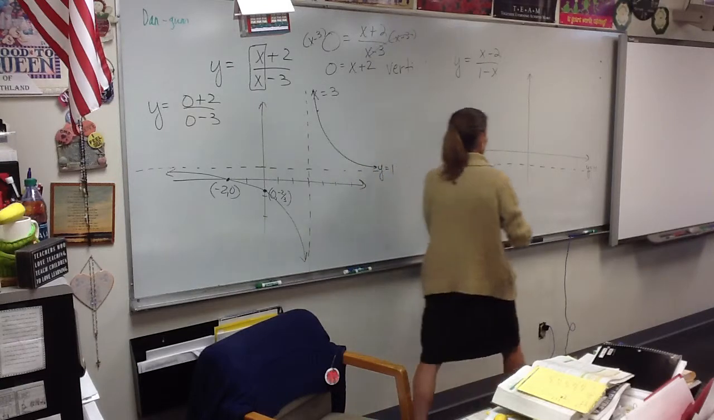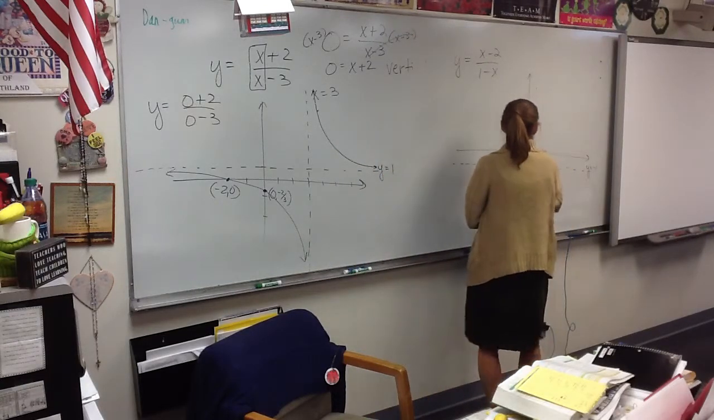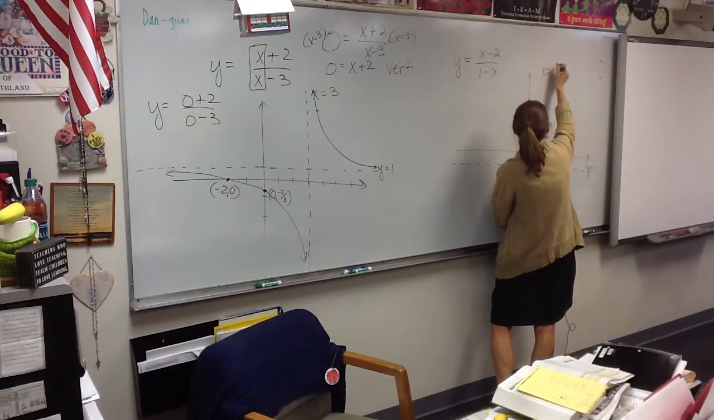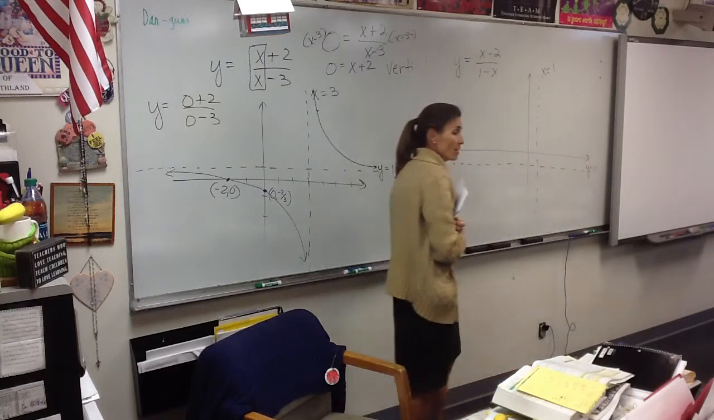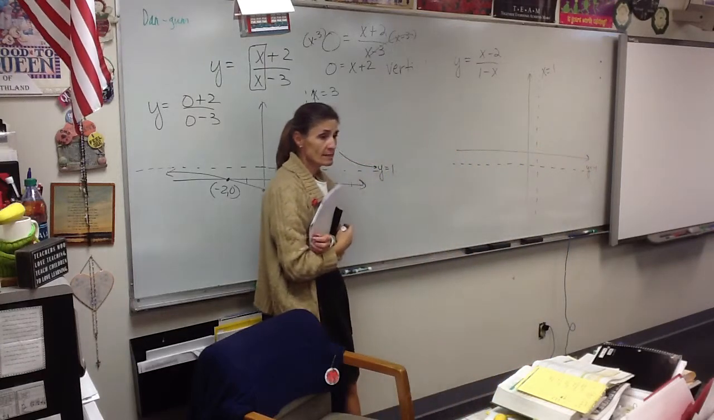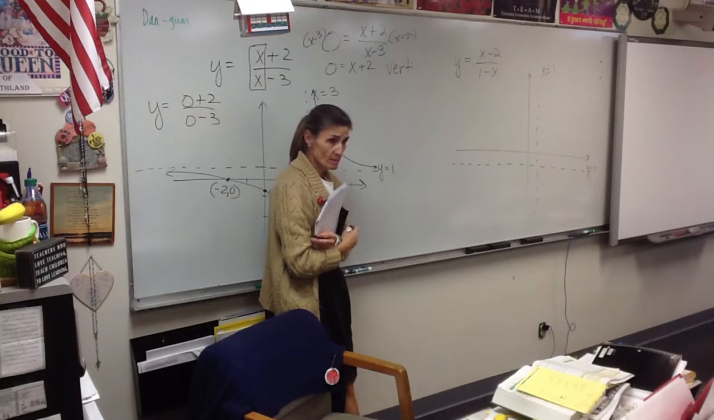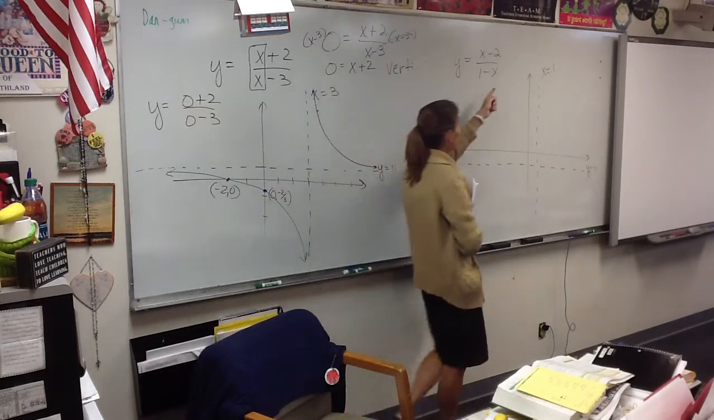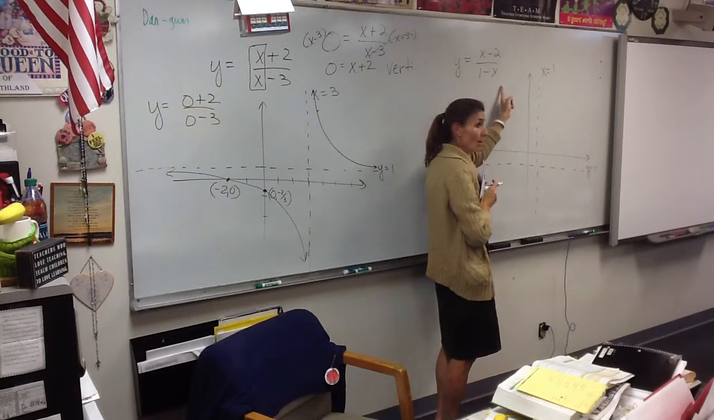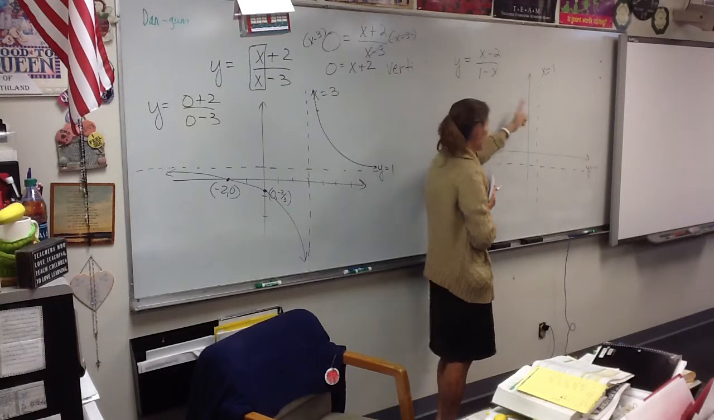The vertical is at x equals 1. Where do vertical asymptotes come from? What makes the denominator 0? So what would make this 0? 1, right? 1 minus 1? So that's why it's at 1.